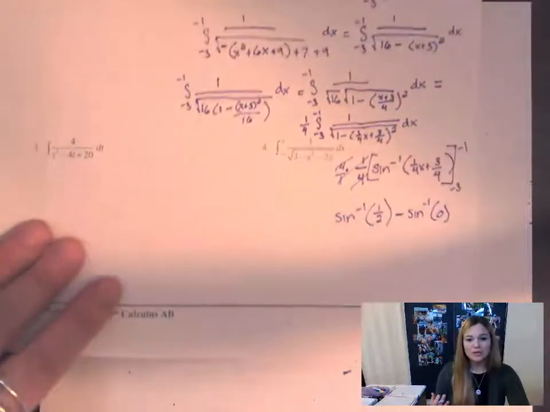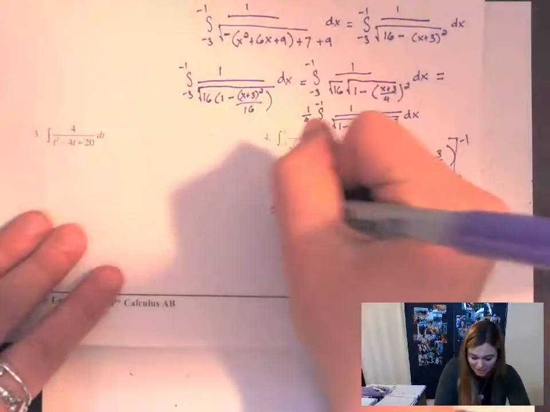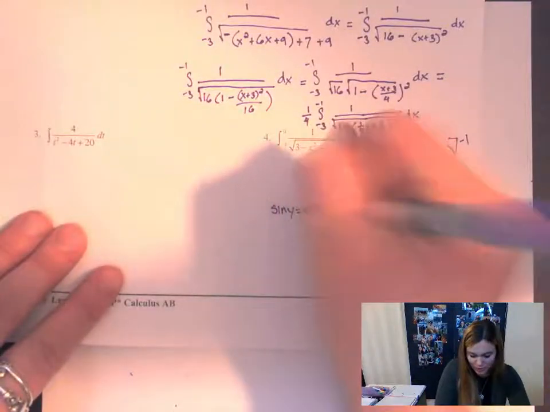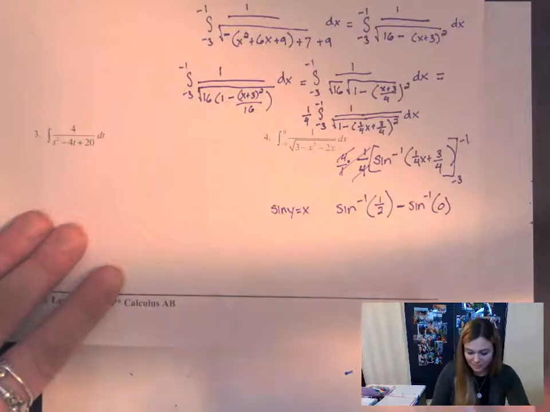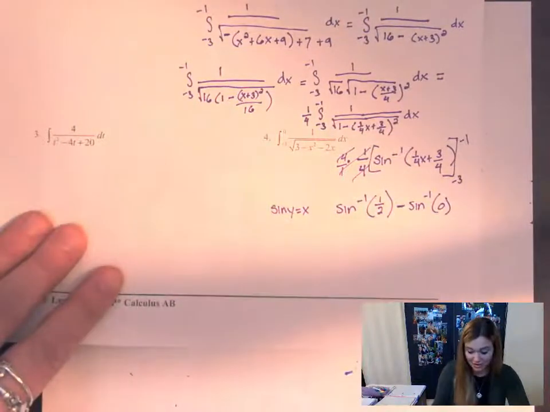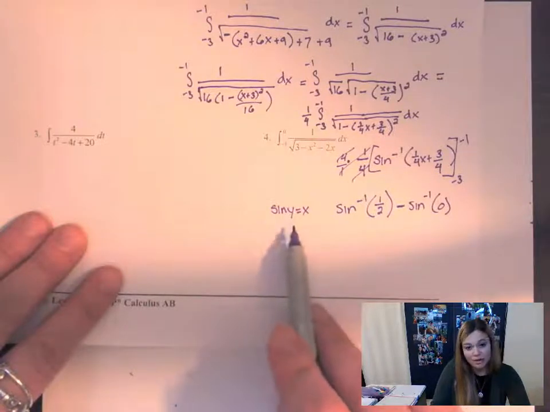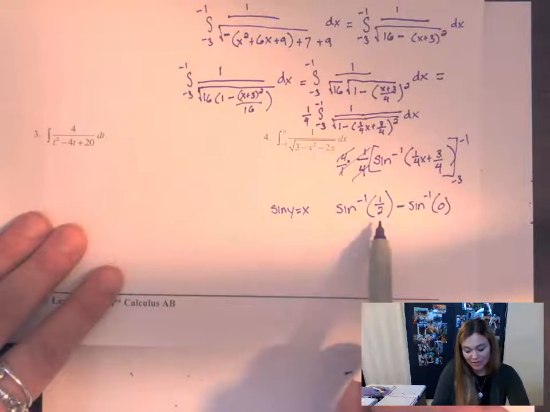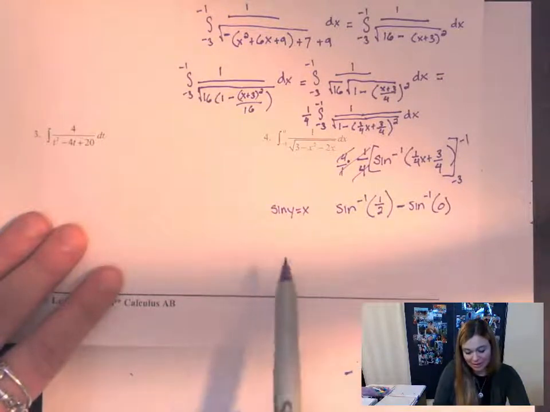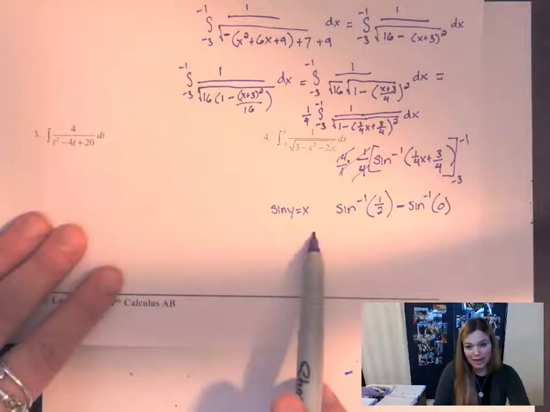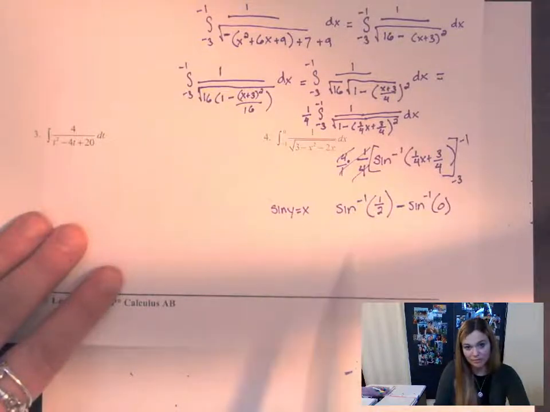Now remember what inverse sine is. That's the same as saying sine of y is equal to x. I'll have to get another piece of paper for this one. But the inverse sine is the same as saying sine of y is equal to x. So I need to think of what would equal 1/2, like the sine of what would equal 1/2, and that would give me my function value here.